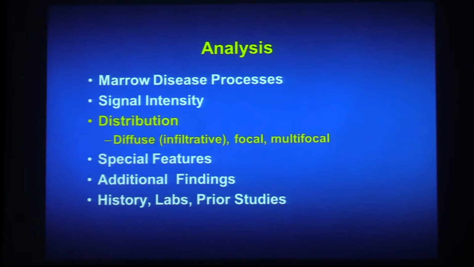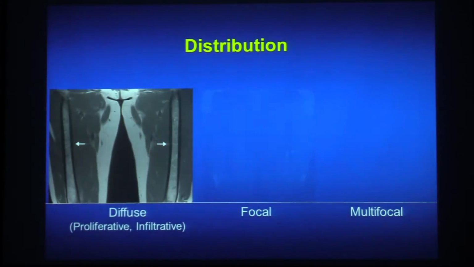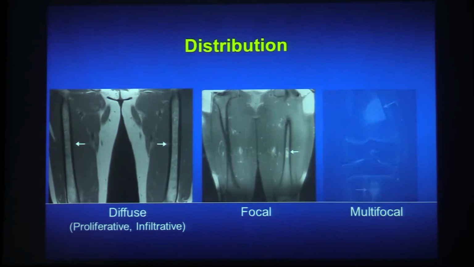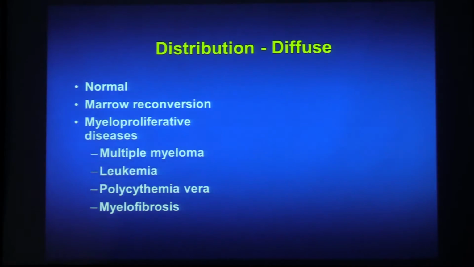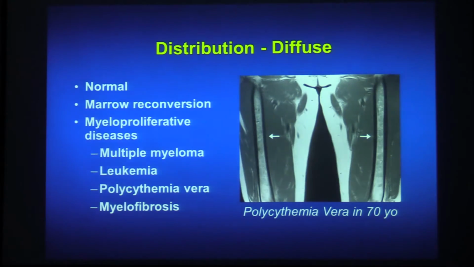What about the distribution? When we're talking about distribution, we want to make a distinction between diffuse processes, like you see here, a focal process, or a multifocal process, because certain kinds of processes give a pattern that's more like one or the other. So diffuse marrow problems, normal marrow, obviously, marrow reconversion, and myeloproliferative diseases.